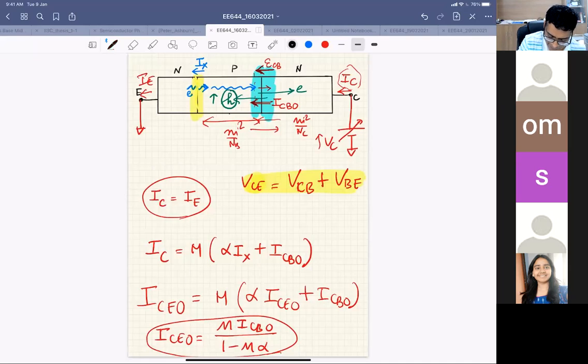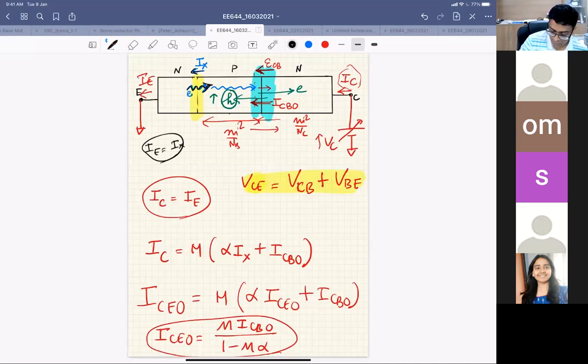So let's say I am injecting some electrons from emitter to base, and those electrons give my current Ix, and this Ix is IE. Is it right? Yes, sir. Because your IE will be Ix in this case, because I am not considering the injection from base to emitter. I'm neglecting that part.